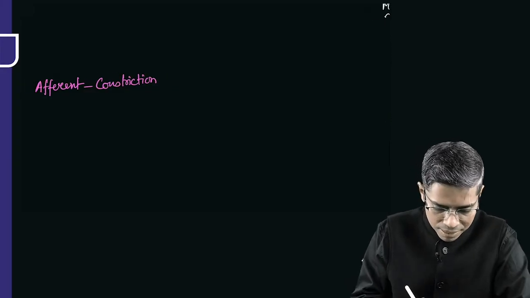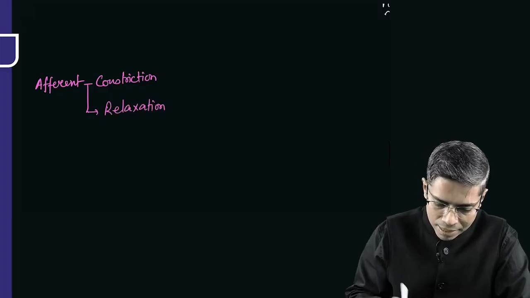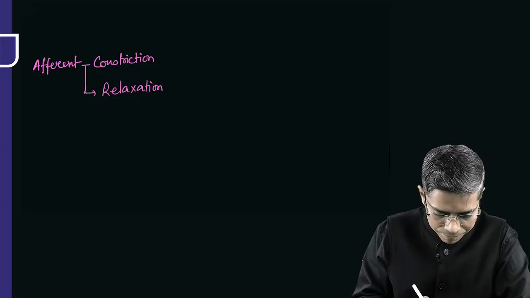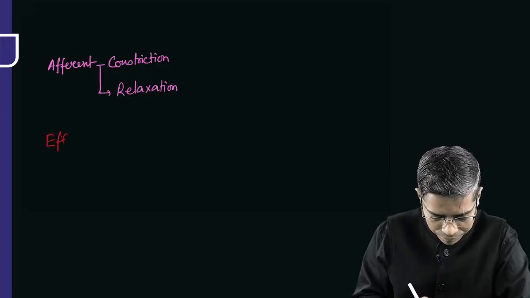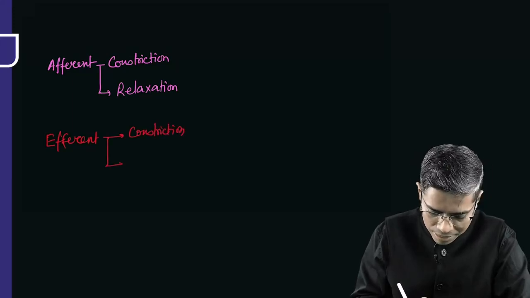and very, very simple. Okay, so I'm writing here: afferent arteriole, constriction and relaxation. And then efferent arteriole, constriction and relaxation.